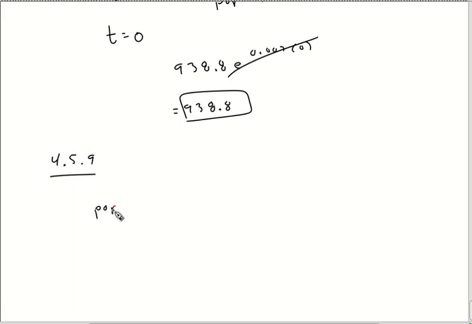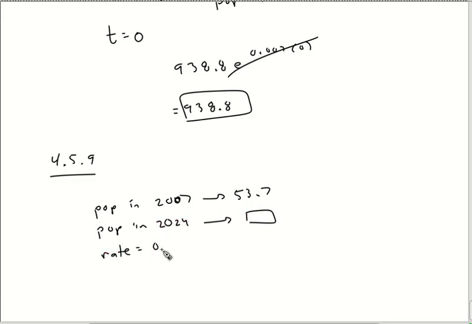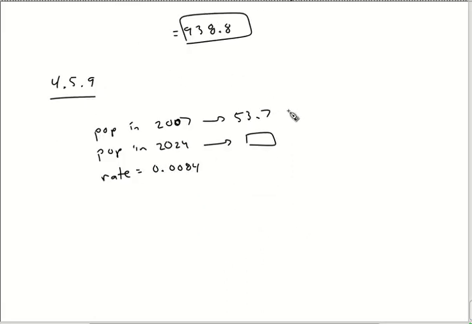Okay, 4.5.9. It says that the population in 2007 was, I'm just going to put a little arrow, 53.7. The population is projected in 2024 to be, they don't know. I have a rate of 0.0084, and that's all they give you. They say figure out how much it should be in 2014. This is our initial amount, my A naught. This is my final answer, A. This is my rate, so that's my K.